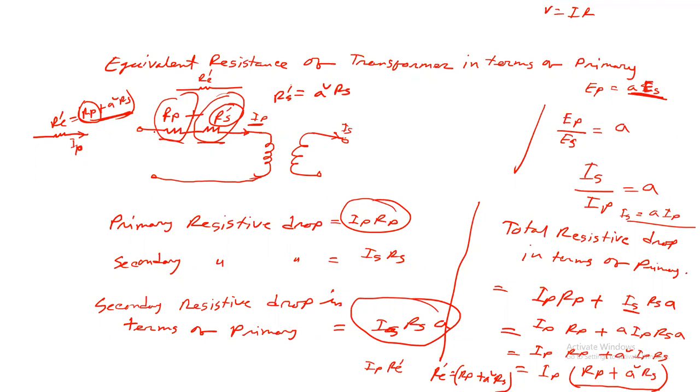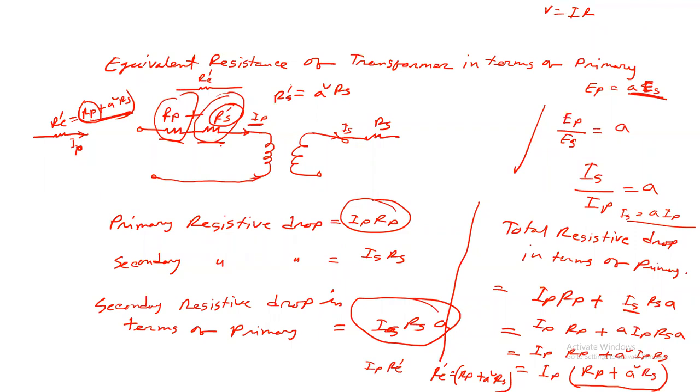These are the two resistances. These two resistances are the equivalent resistance. The first resistance is the same, RP, and the second resistance is RS single prime. RS single prime is the ratio squared times the secondary resistance RS, so the secondary resistance into A square. This means RS prime. Clear? Yes, sir, clear.